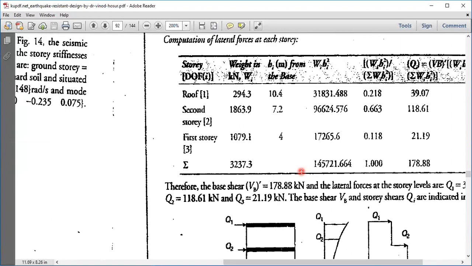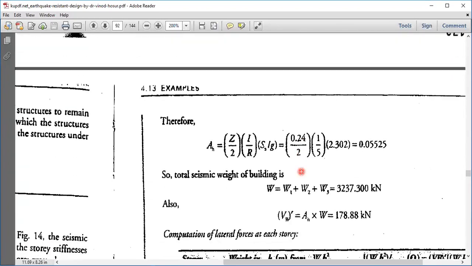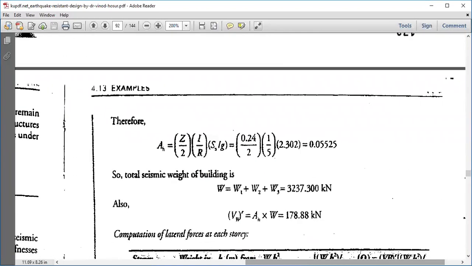Okay. Then once that is done, the design horizontal seismic coefficient Ah is given by Z I by 2R into Sa by g. Z is the zone factor, divided by 2, a constant.